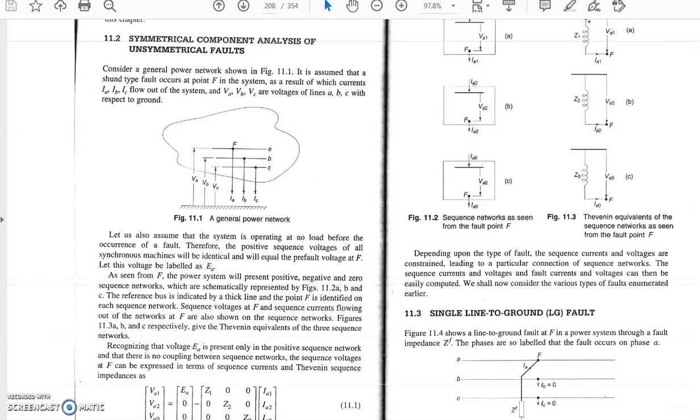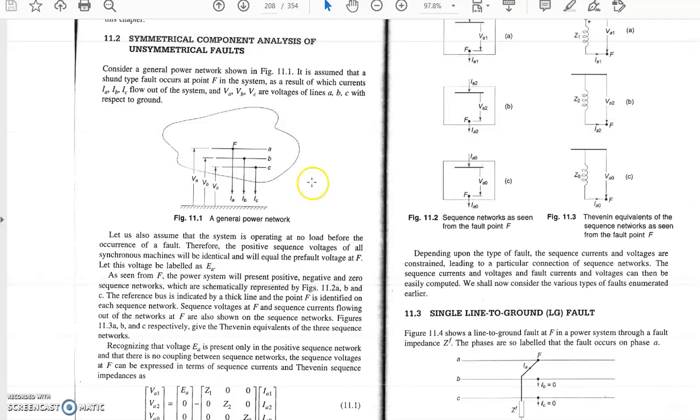For analysis of unsymmetrical fault, we have considered a faulty system. There are three lines, phase A, phase B, phase C. At the point F, the fault will occur, and the current from outside the line is IA, IB, IC, and the voltage between line and ground is VA, VB, VC.